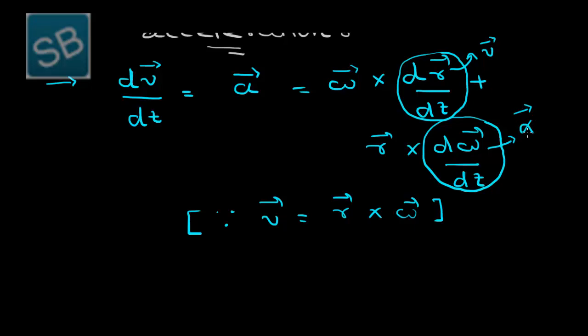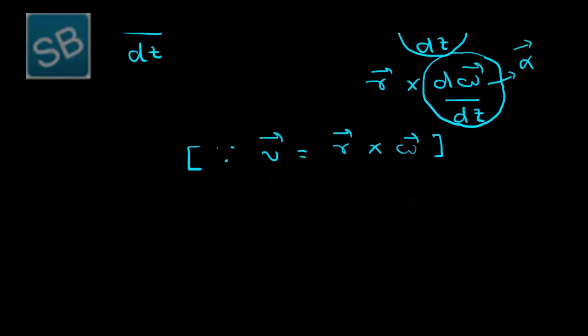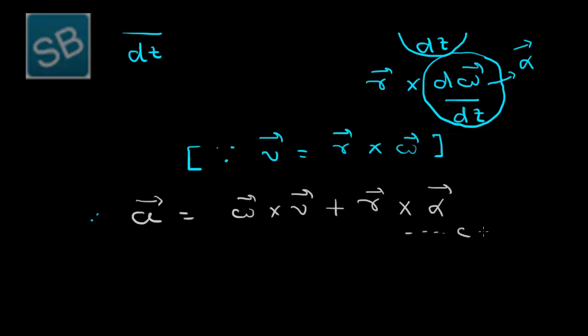And with these quantities, now my equation for acceleration will become A is equal to omega cross V plus R cross alpha. So now if you look at the left hand side, this is the linear acceleration, and the right hand side contains the angular acceleration. So this is the relation we have obtained.